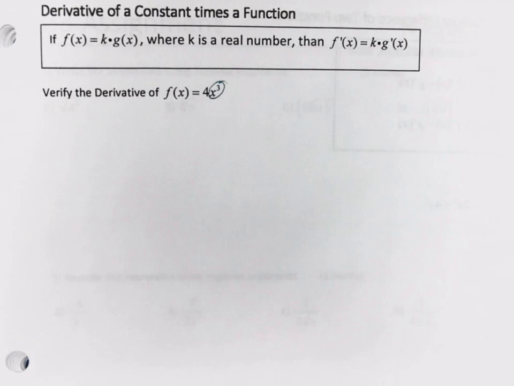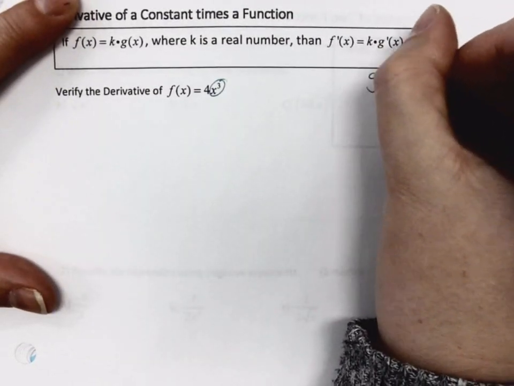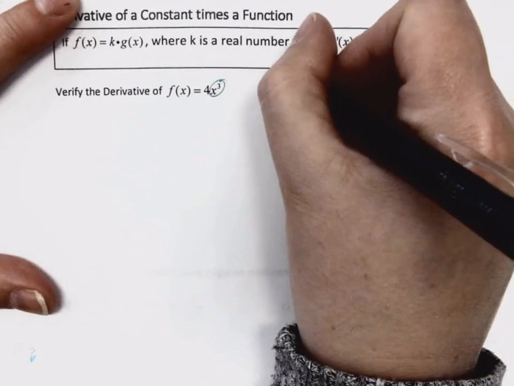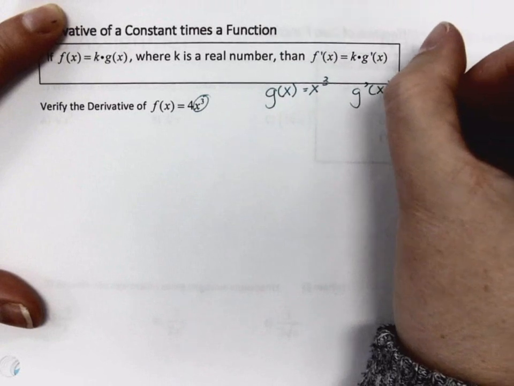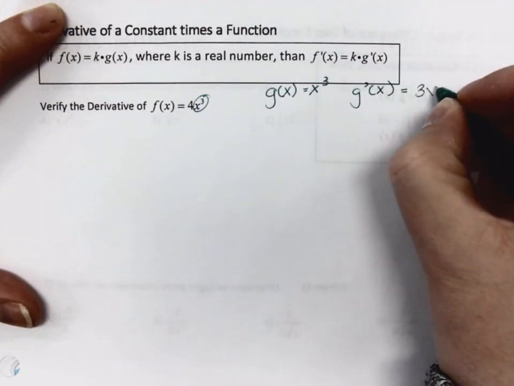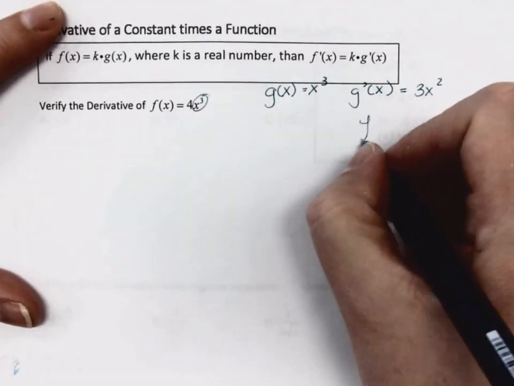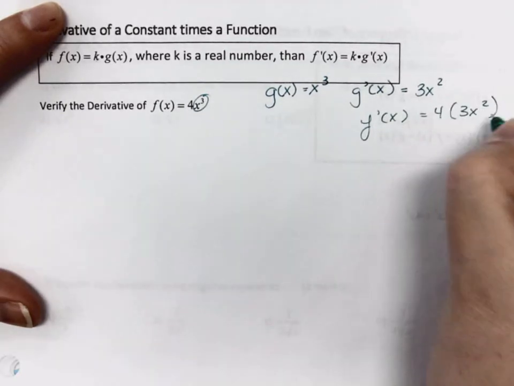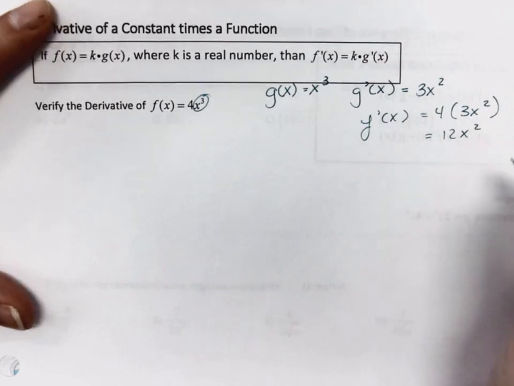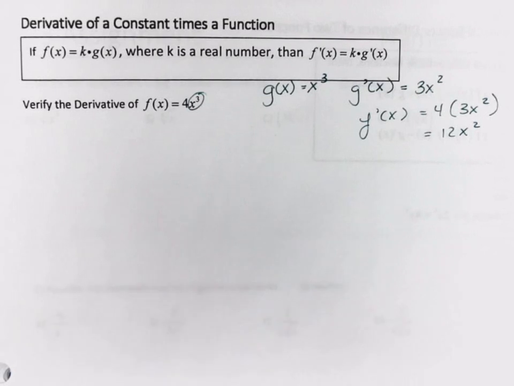So if we were to do the quick rules, what would that be? Okay, so if we do g prime of x, so we know that g of x is just the variable thing, so if we do g prime of that, that's going to be 3x squared. And then to find the whole function, to find f prime, that would be 4 times 3x squared, which would be 12x squared. Right? So if I do the quick rules, that's how fast I can do it.